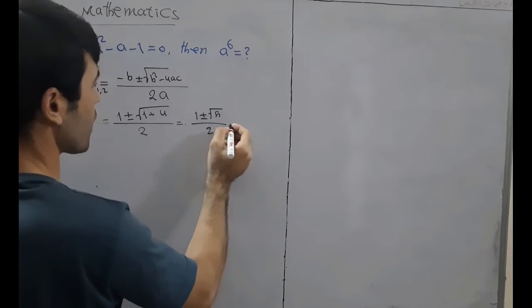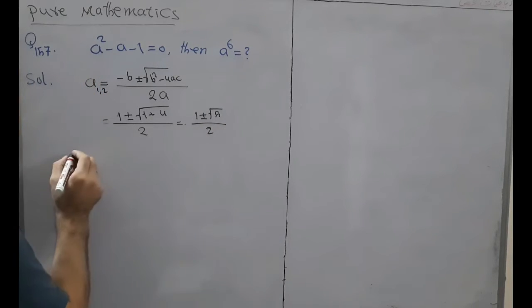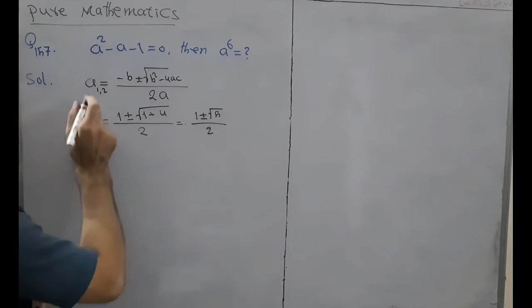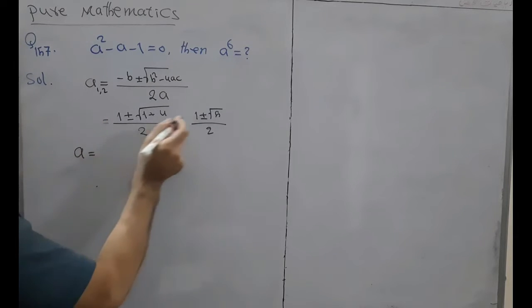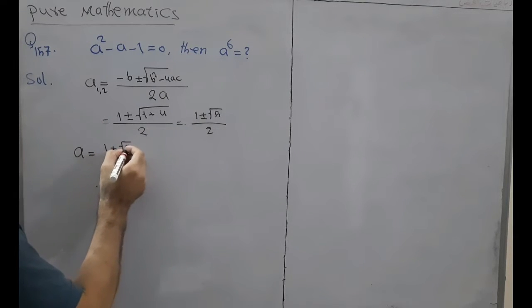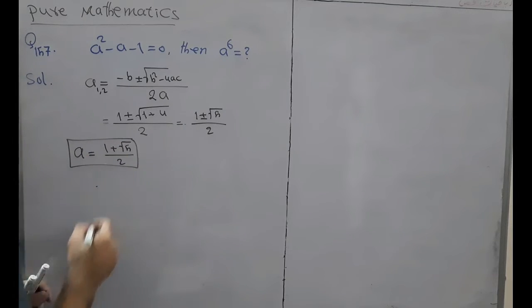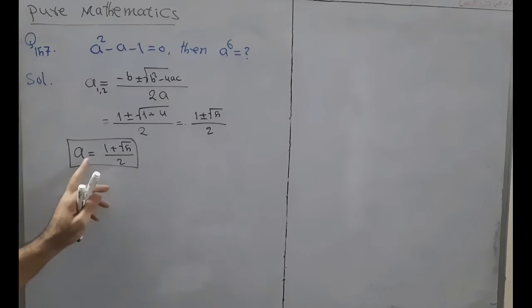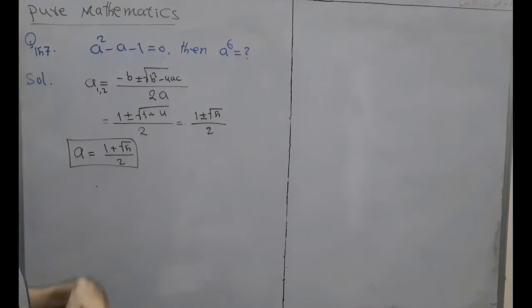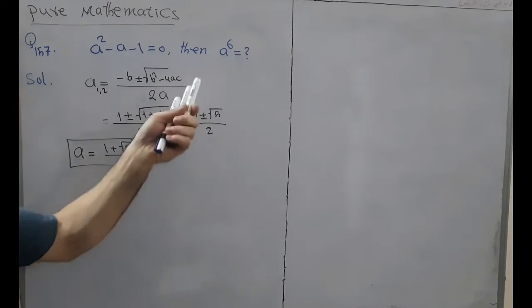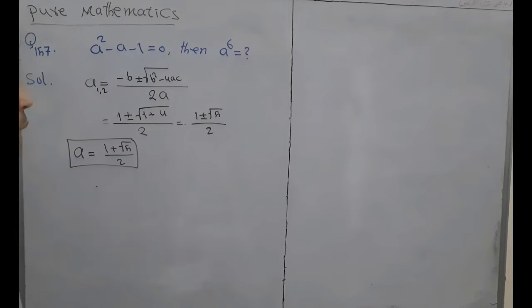Actually, here we choose the positive value of a. a is equal to 1 plus square root of 5 over 2. It is the value of a. Dear students, if we use this formula here, it will be very difficult, and we cannot easily find the value of a to the power 6.